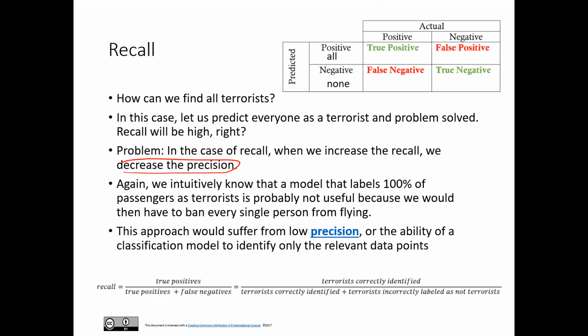This approach would suffer from low precision, or the ability of a classification model to identify only the relevant points. So terrorists correctly identified here translates to 19, 19, and 0 when we have high recall. That would be really high, but that's not going to work for us.